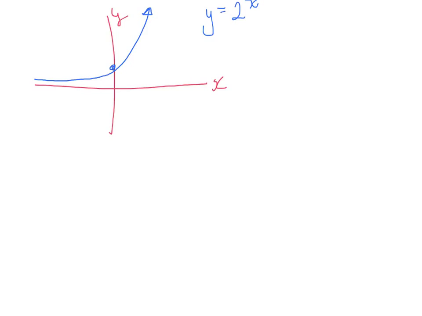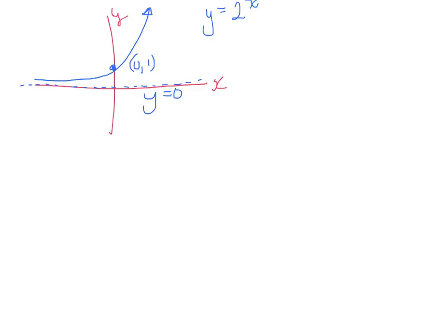It went through this point right here that was (0, 1), and it had an asymptote. We would say y equals 0 is an asymptote, and we like to designate those with dotted lines. Okay, and it happens to coincide with the x-axis, so it's a little harder to do if you don't have a change of color. So, that was our 2 to the x.